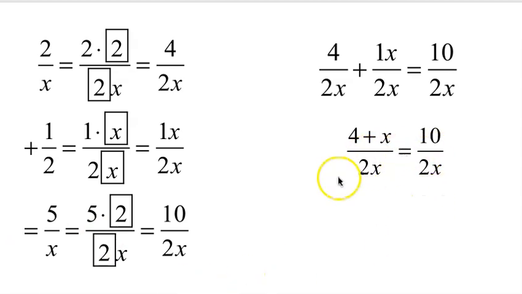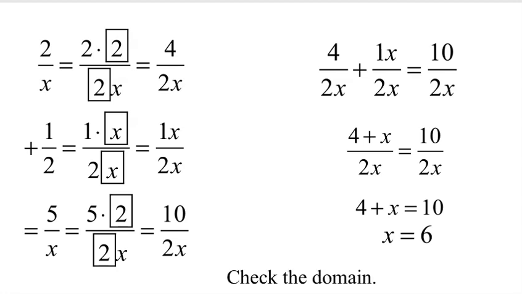If that's the case, the fractions are equal and the bottoms are equal, therefore the tops have to be equal. 4 plus x has to be 10, and x is 6. But we're not quite done yet. We always have to check the domain.